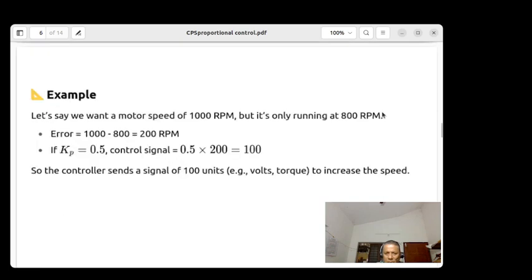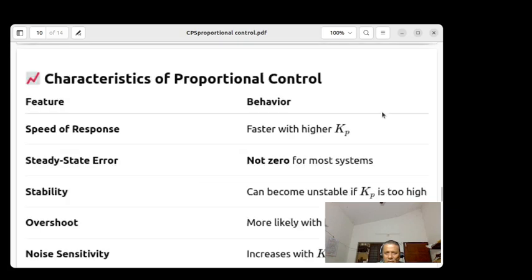The main problem with the proportional controller is we cannot reduce the error. Always there will be an error. The error will not be 0. And stability can become unstable if Kp is too high. There may be unstable overshoot, more likely with high Kp, that I have told you. Then noise sensitivity increases with Kp, that is, if Kp is higher, even a small noise will be picked up with this high gain.